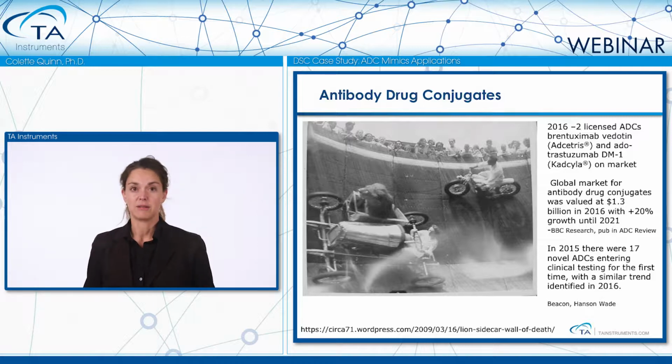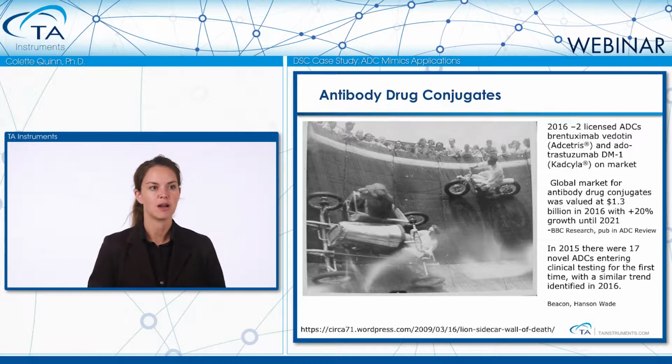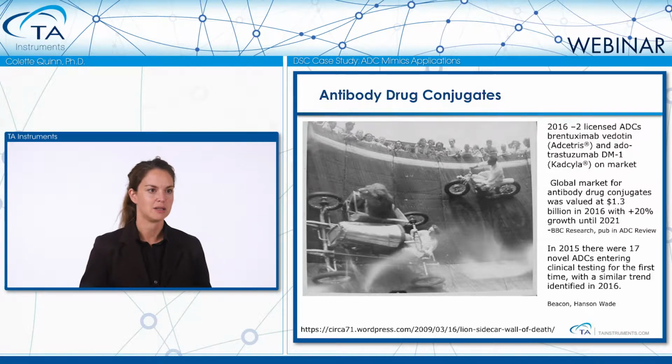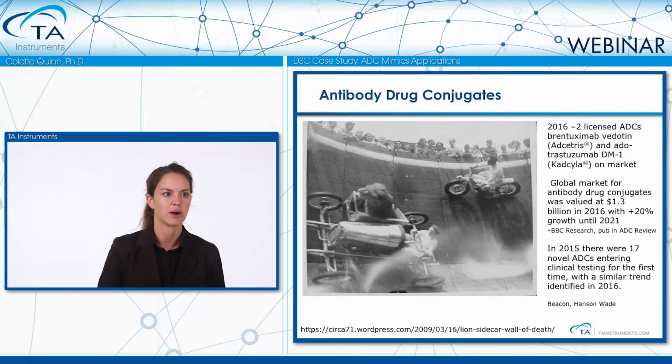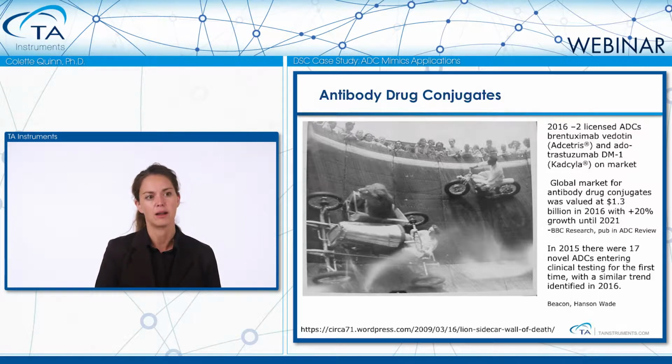So ADCs, you can see the challenges here in the picture, but there has been an increase in ADCs in the market. In 2016, there were 2 licensed ADCs available. The first one being brentuximab vedotin, a drug released by Takeda and Seattle Genetics. And then the other one is trastuzumab with the DM1. So the trastuzumab, that's a Herceptin antibody with that cytotoxic drug attached to the side chain, and that's by Genentech and Roche. So we've got 2 licensed ADCs on the market in 2016.